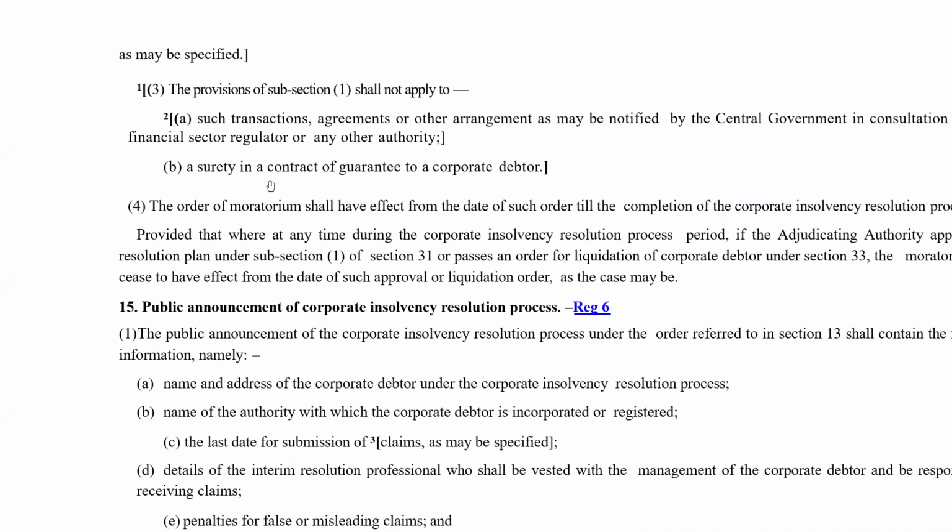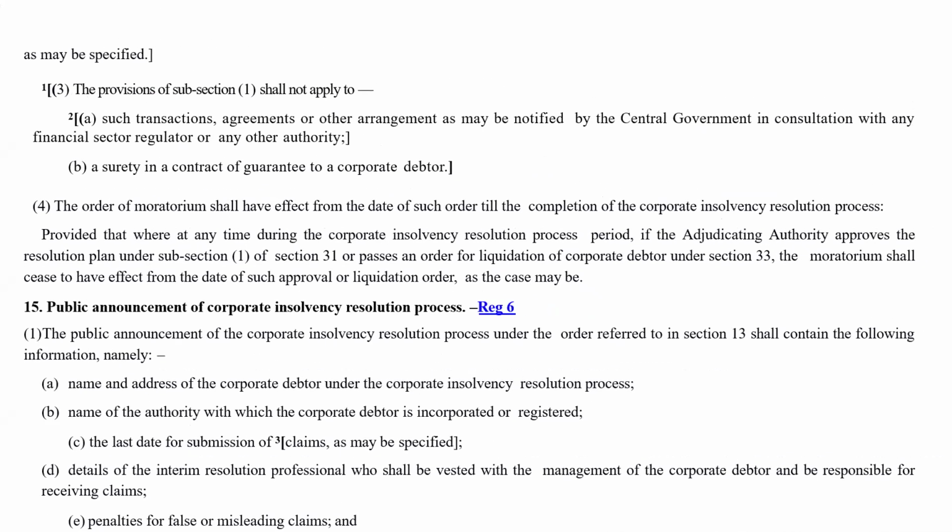The provisions of subsection 7 shall not apply to such transactions as may be notified by the central government or a surety in a contract of guarantee to a corporate debtor. So all these restrictions regarding institution of suits, right, filing of new suits, all these restrictions are applying in relation to the corporate debtor only. But suppose there is a surety, there is a guarantor who has given a guarantee. So whether these restrictions can apply to that guarantor also, the answer is no. So if a company has taken a loan, then you cannot file an action against the company. But whether you can file an action against the guarantor, the answer is yes. Right? Because guarantor is a separate entity.